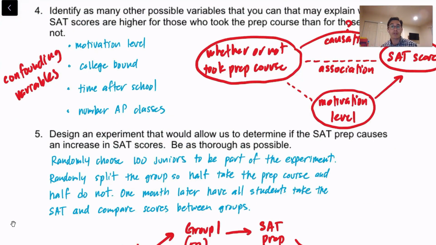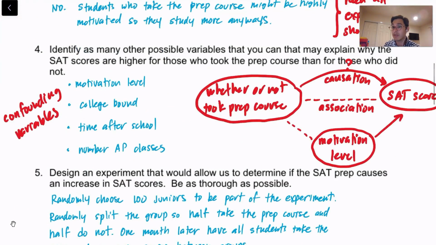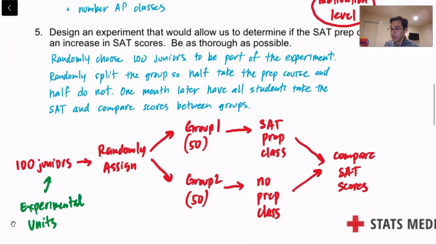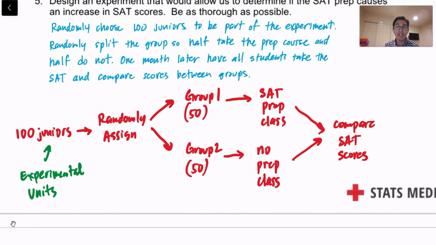Like, some students are going to be college bound, other ones aren't. Okay, when we randomly assign the students into these two groups, those college bound students should get split up evenly between the two groups. Okay, students who have a lot of time after school, right? If we do the assignment randomly, those students with a lot of time are going to get split up evenly between the two groups. Okay, our students who take a lot of AP classes, because we're assigning them randomly, they should get split up pretty evenly into these two groups. Okay, so by randomly assigning students, we are basically creating roughly equivalent groups.